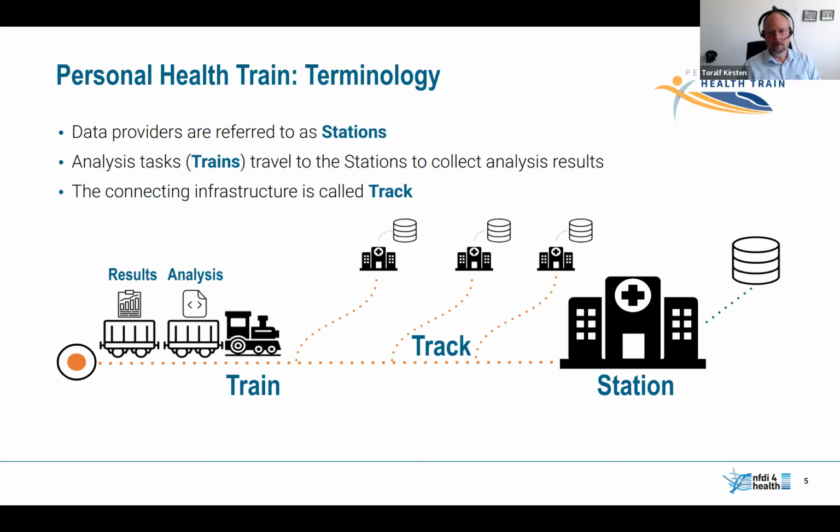And of course, you need a connecting infrastructure, the Personal Health Train infrastructure that takes the trains, and the trains are execution environments plus the analysis scripts or programs that should be executed on the data. And perhaps there are also some intermediate results that are packaged into the train. And the train is basically a Docker container, and Melle has already introduced that in the previous talk.